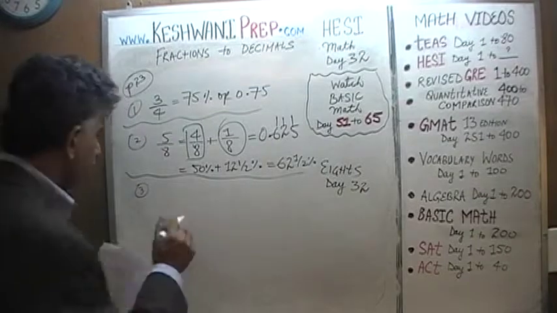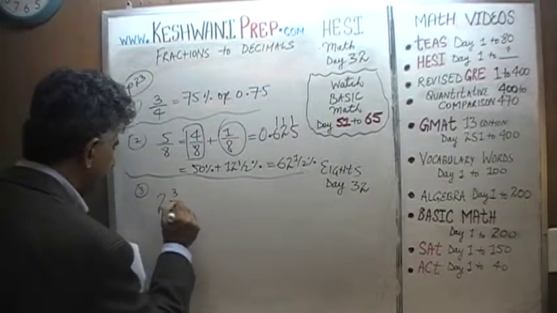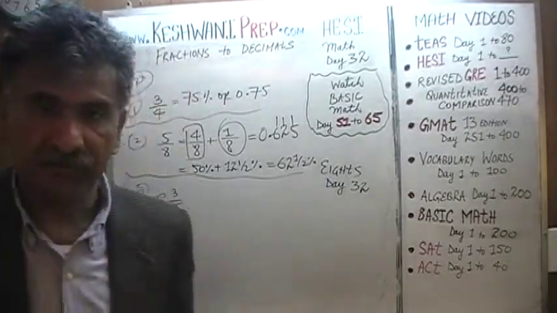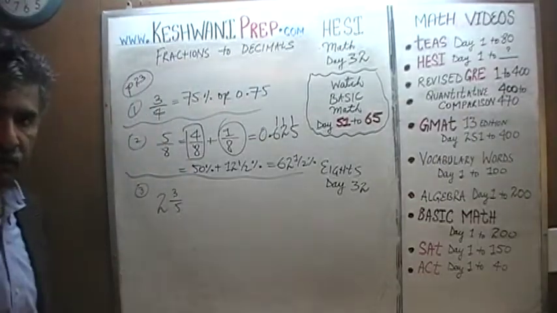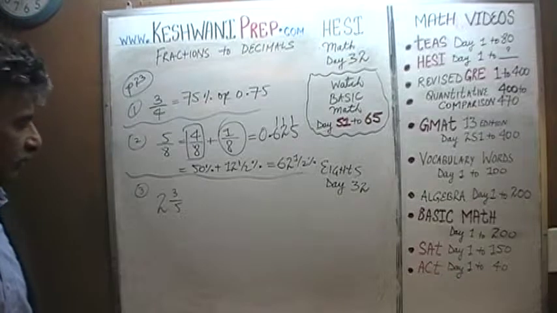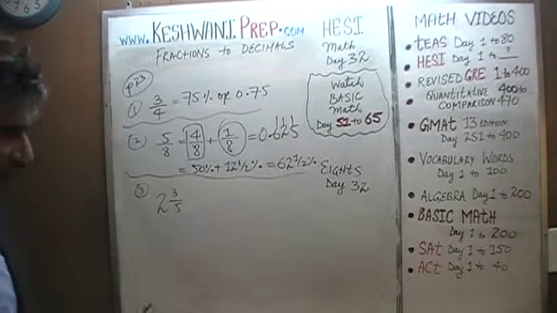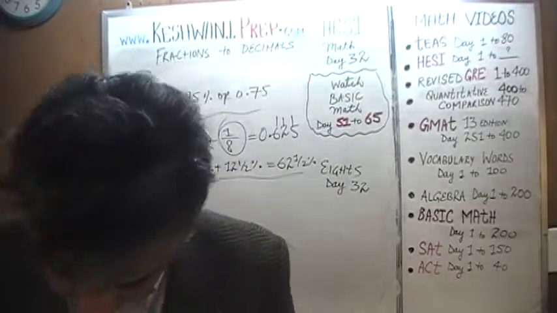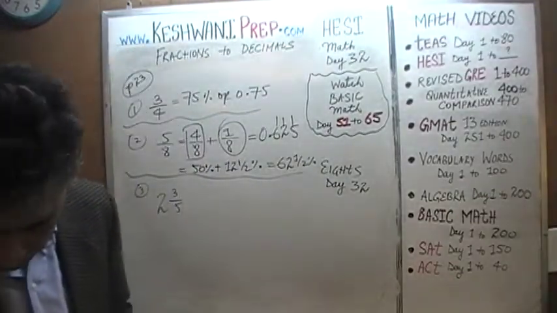Number 3 is asking us for 2 3/5. What can we do about it? Again, we have to know our fifths. You must know your fifths because otherwise we are in trouble. Fifths are also very straightforward, very simple. When did we learn the fifths? I'm going to give you the day where you can watch the video dealing with fifths. We learn our fifths on day number 31.